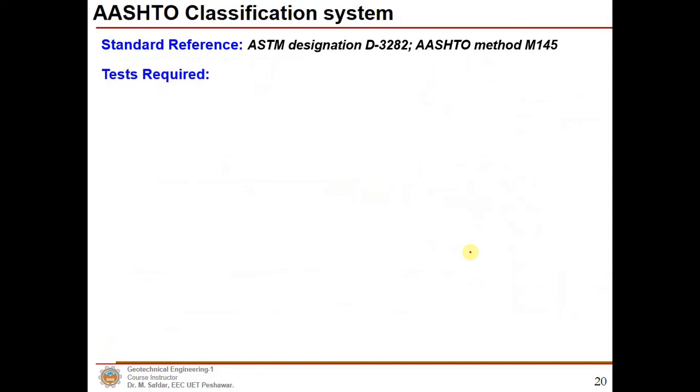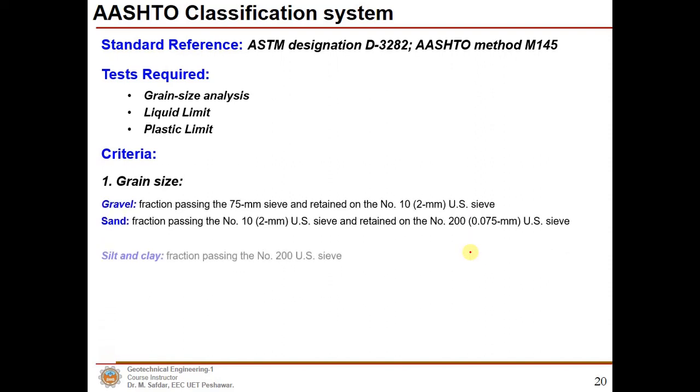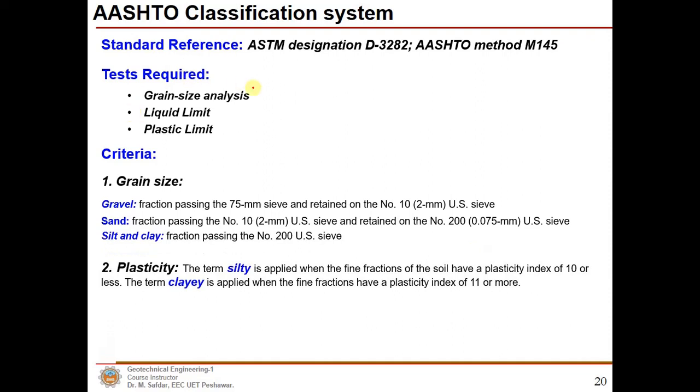Now, ASTM designation D3282 or AASHTO method M145 is used for the AASHTO soil classification system. Now, what are the tests required? There are different types of tests required. For example, to classify the soil based upon the AASHTO soil classification system, grain size analysis is needed, and liquid limit and plastic limit, those consistency limits, are also needed to classify the fine grained soils.